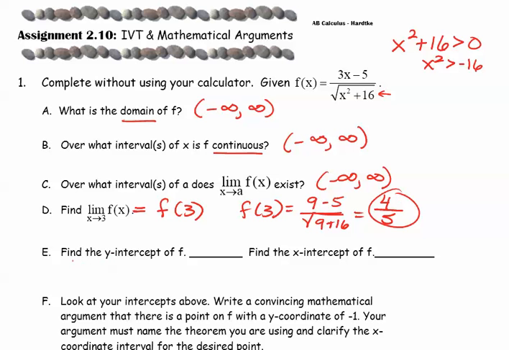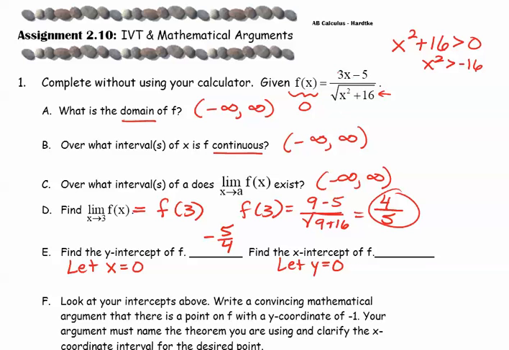To find a y-intercept, nothing new here. This is simple algebra. Let x equal 0. When we put 0 into our function, we'll have -5/4. And to find an x-intercept, of course, we let y equal 0. Y is the f of x side.